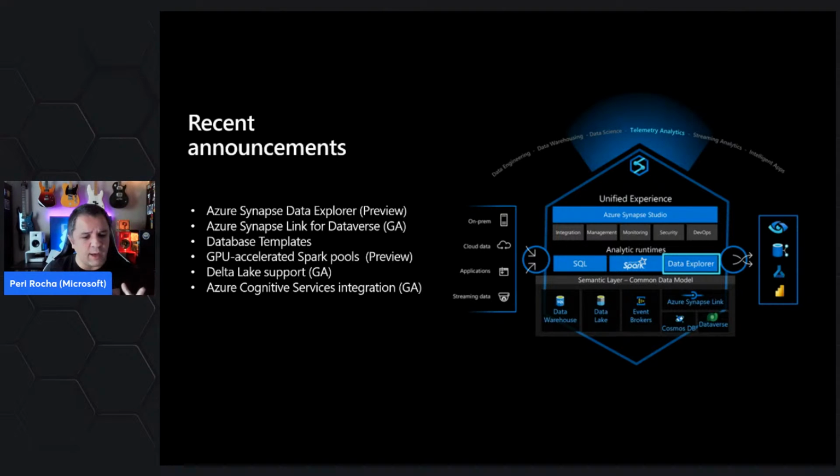We do that for some Microsoft first-party products today, and we announced the general availability for Azure Synapse Link for Dataverse. So if you're using Power Apps, Power Automate, Dynamics 365, the Power family of tools within Microsoft, they store data on something we call Dataverse, and it's really easy for you to replicate data from those applications into Azure Synapse today. We also announced database templates.